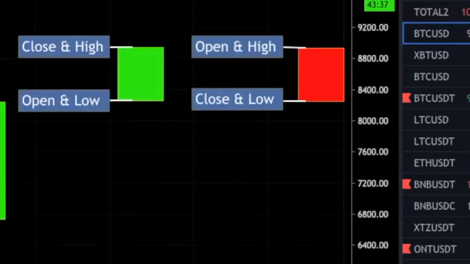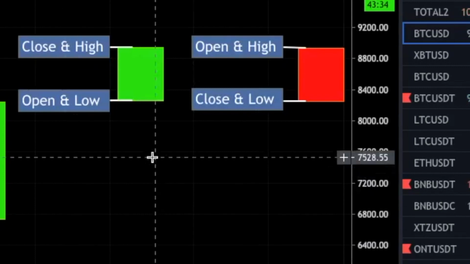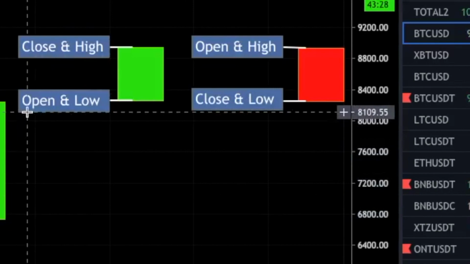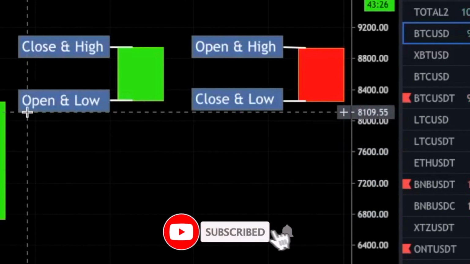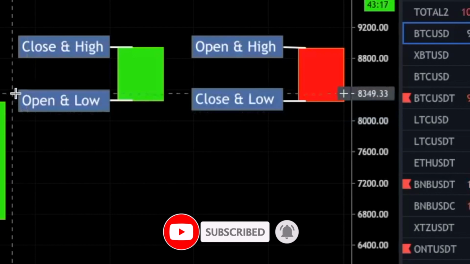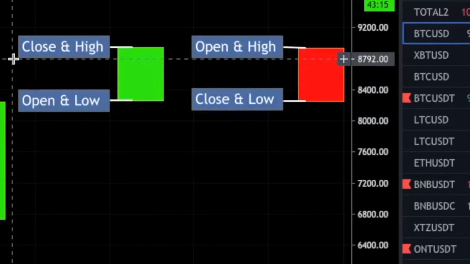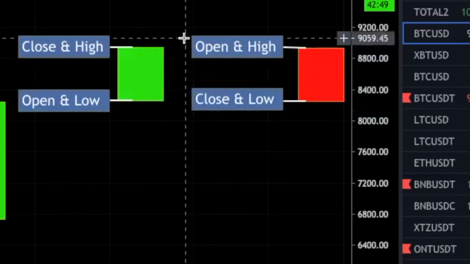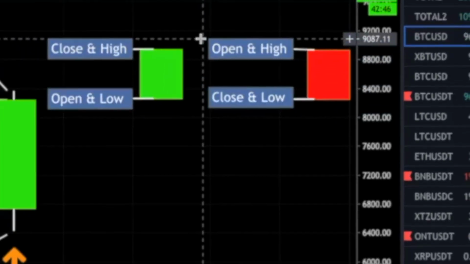Right, so I've actually labeled these 2 candlesticks with no wicks. So as you can see, the bottom part of a green candle with no wick is both the open and the low, and the top part of the body of a green candle is both the close and the high. Looking at the red candle with no wick, the bottom of the body is both the close and the low, and the top part of the body is both the open and the high.